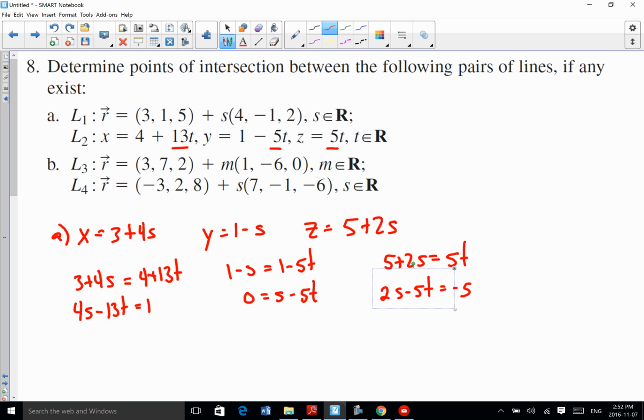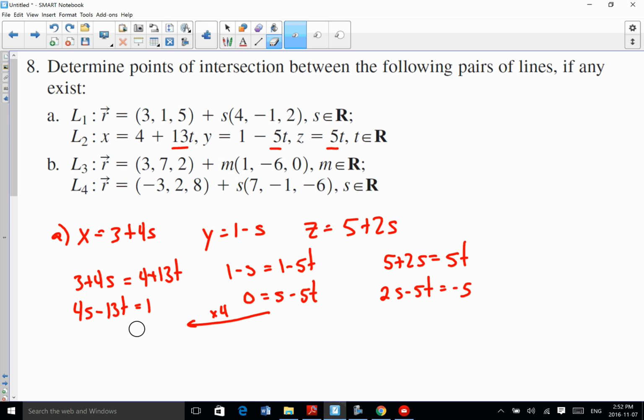Okay, now let's pick two. Which two do you want to work with? I'm going to use the first one, and the second one. But I need to multiply to make them, actually, the other way around. I'm going to multiply this one to make it easier to do my elimination. So I'm going to take this equation here and times it by 4, so my letter s is the same.